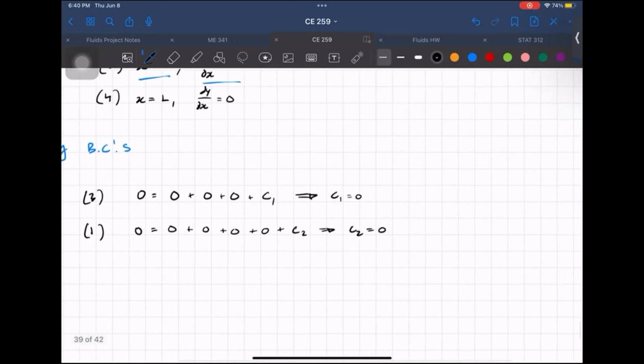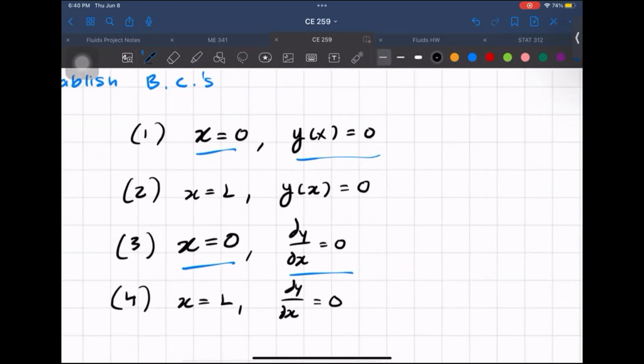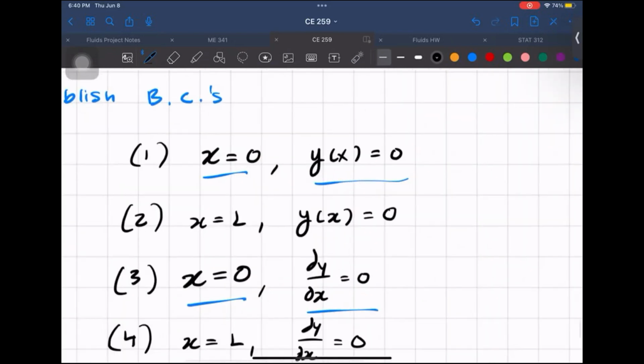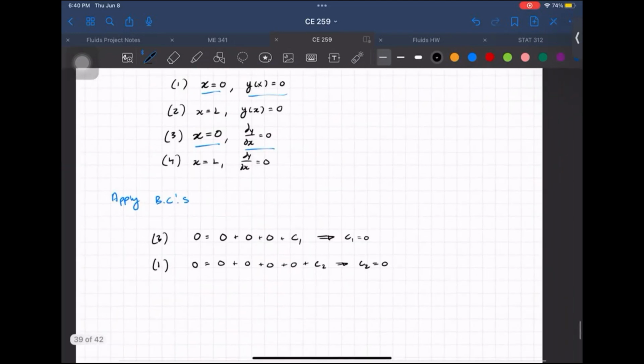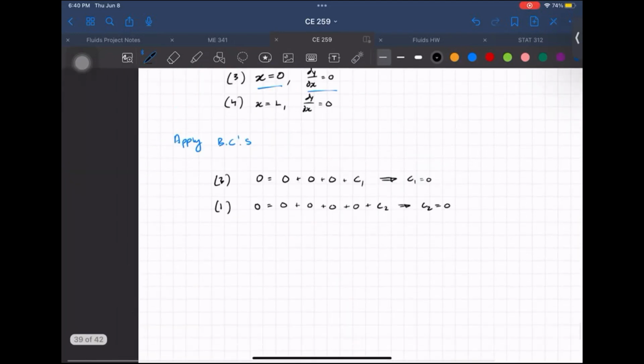And that's why I chose these 2 boundary conditions over the other 2. Because if you choose boundary conditions where both of the things are equal to 0, then everything tends to just cancel out and equal 0 in the end. So it makes your life a bit easier.